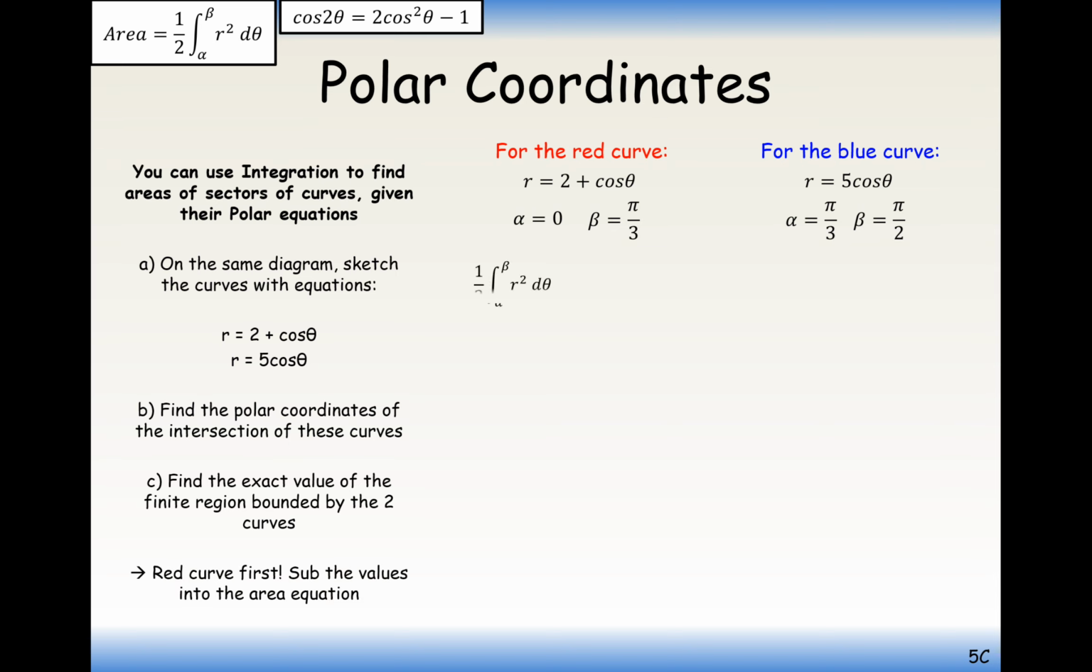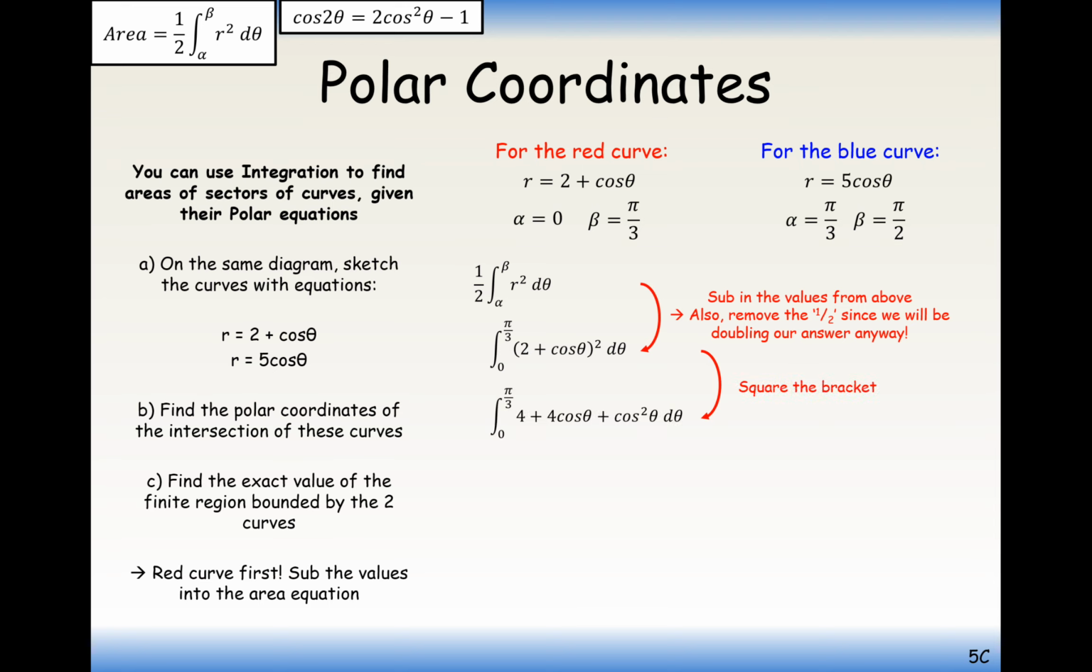So we'll do the red one first, so we'll substitute all of these values into the formula. Because we're going to double it to get the bottom as well eventually, we might as well get rid of the half to start with. The curve is 2 plus cos theta, and so that's what we're going to integrate once we've squared it. So expand the brackets, and then remember that cos squared is easiest integrated when we replace it with the cos double angle formula. So that would be a half cos 2 theta plus half.